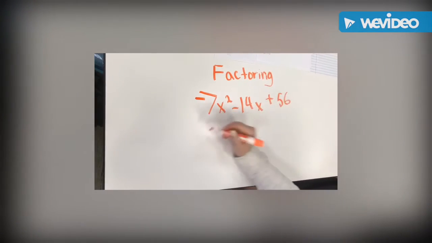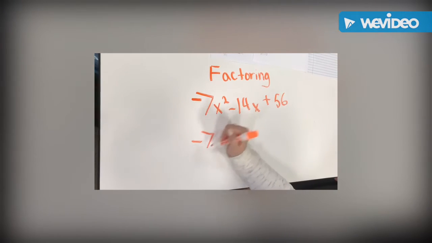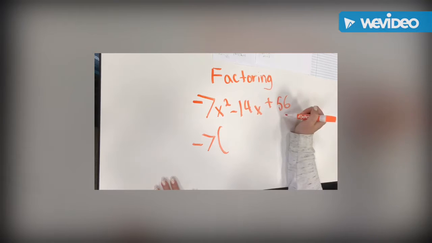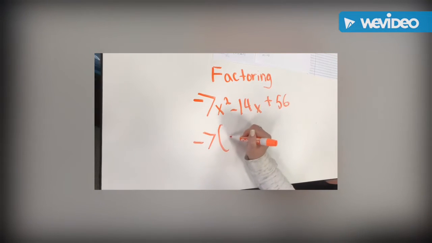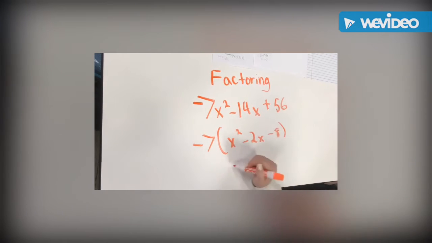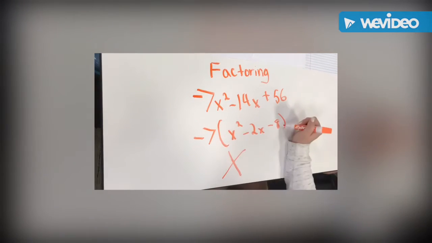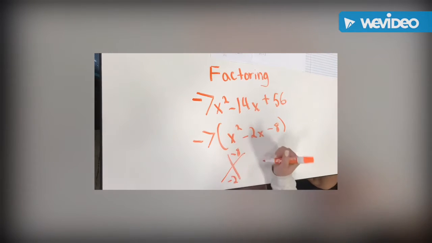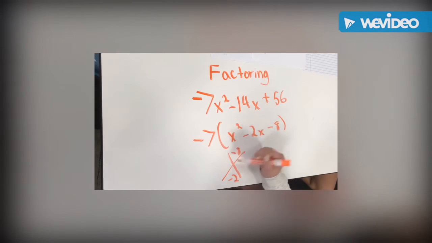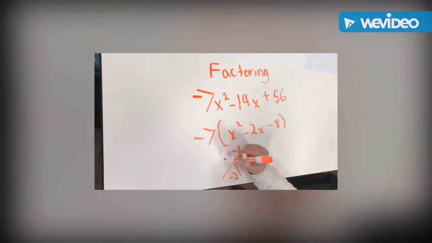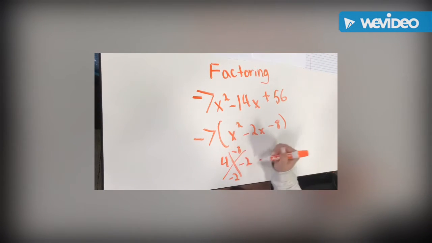Then you find your GCF, which is negative 7, and then you divide all the numbers in the equation by the GCF, and you get x squared minus 2x minus 8, and you put those in the x box. You take your c, which is negative 8, and your b, which is negative 2, and you find two numbers that multiply to make negative 8 and add to make negative 2, which is positive 4 and negative 2.